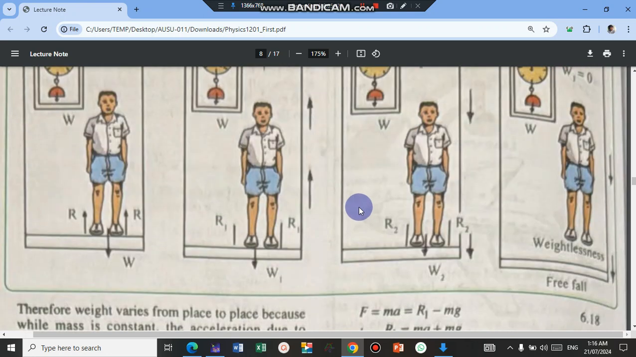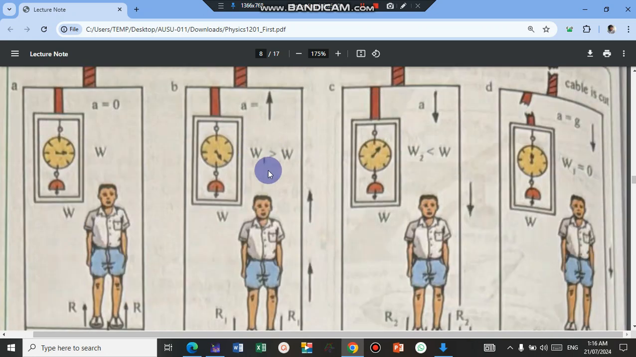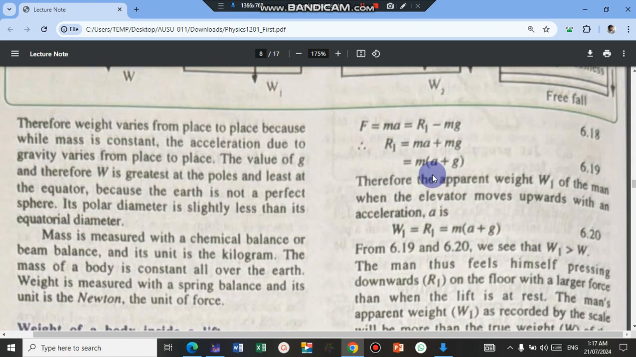And this means that the scale will record a weight greater than the true weight of the man. That is why it is written here: W1 is greater than the true weight of the man when it is going up. Let me repeat this. When it is stationary or moving with uniform velocity, the weight is the true weight of the man. But when it moves upward with an upward acceleration A, the weight is greater than the true weight of the man, because now you have R1 equals M into A plus G.